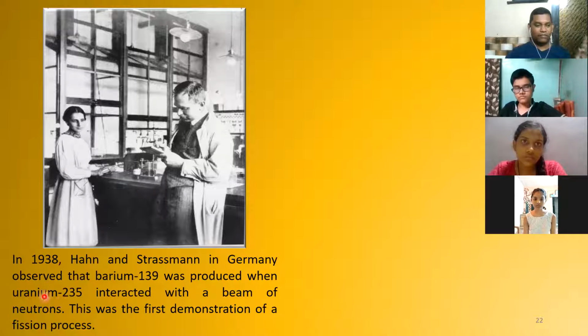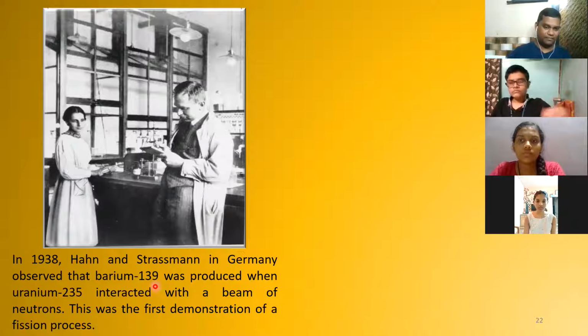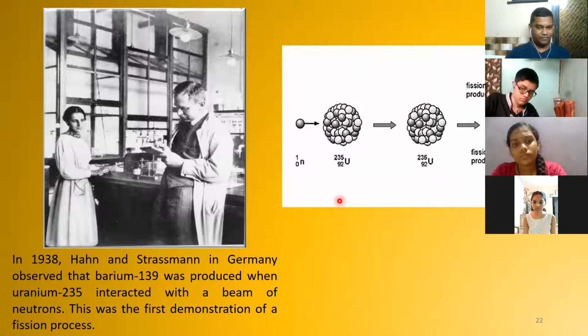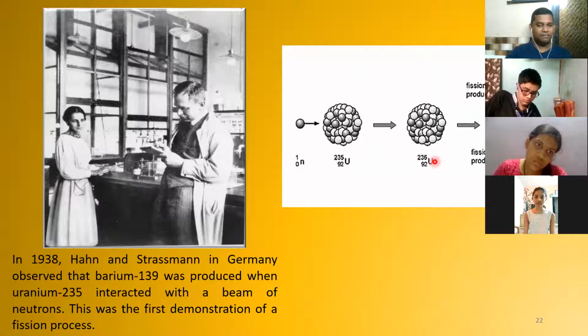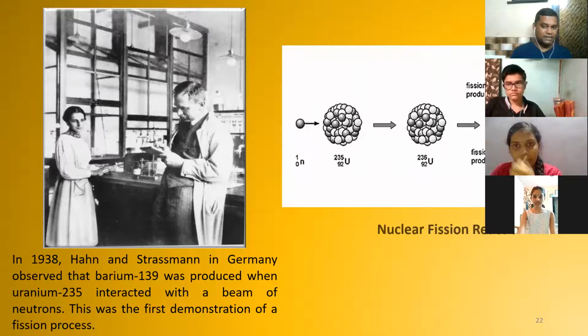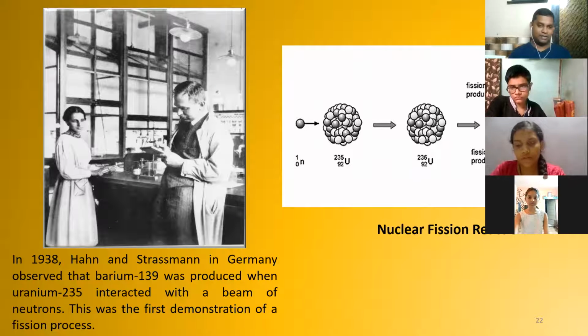Here, one atom of uranium with mass 235, a heavier atom, is getting broken down into smaller atoms, such as barium with mass 139. That means it's a breakup into smaller ones. That is called fission, when there is a breakdown of atoms. So this was the first such demonstration of a fission process. See how the reaction is represented. This is one atom of uranium. When one neutron is thrown on it, uranium 235 gets converted to 236, becomes unstable, and breaks down into atoms of barium and 3 more neutrons. Can you see that? This reaction is called a nuclear fission reaction.